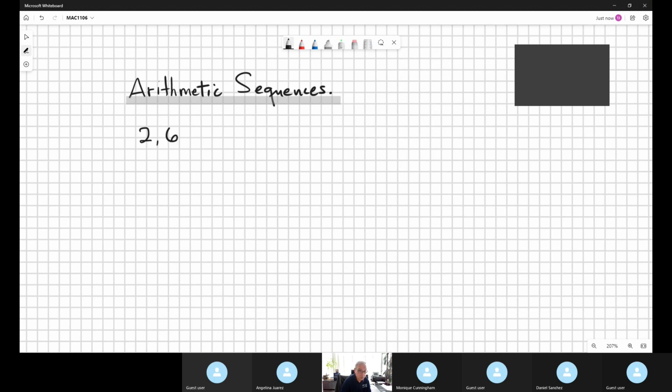2, 6, suppose, 10, 14, 18. And comma. These three periods indicate that this sequence continues forever to infinity, but following the same pattern that you discover in the 1, 2, 3, 4, and 5 elements, no?